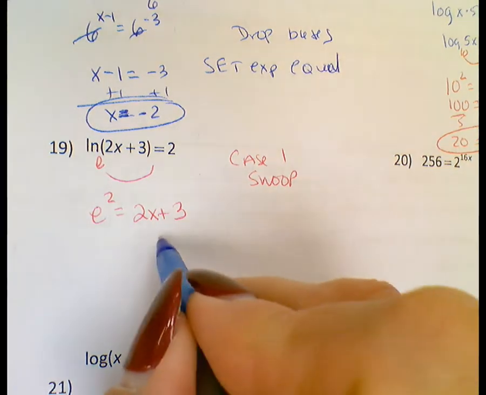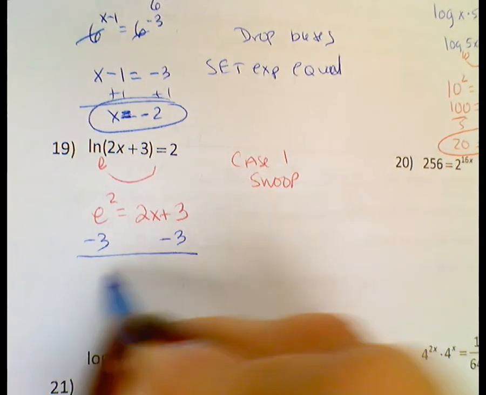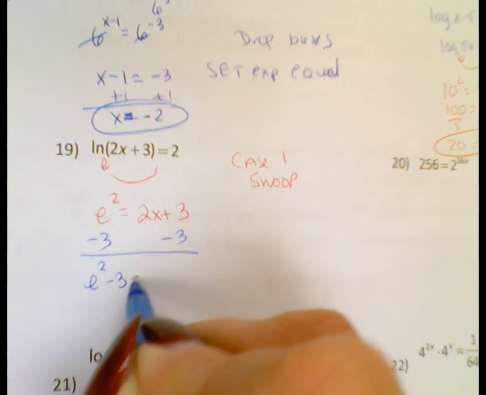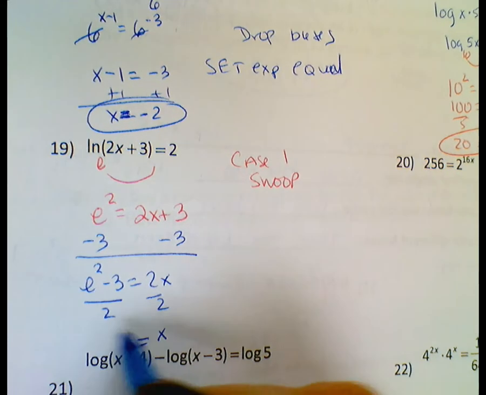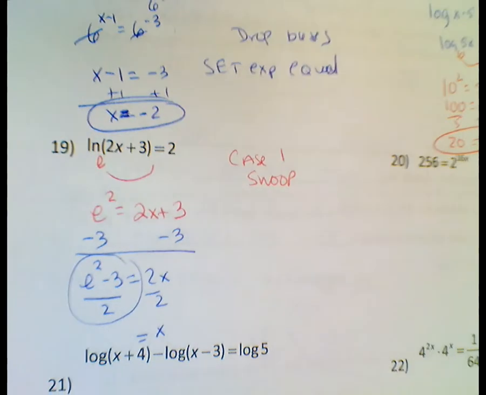I'm switching from red and blue. Subtract 3. So it's E squared minus 3 equals 2x. And then divide by 2. So x equals all of this. Let's punch it all in at once.